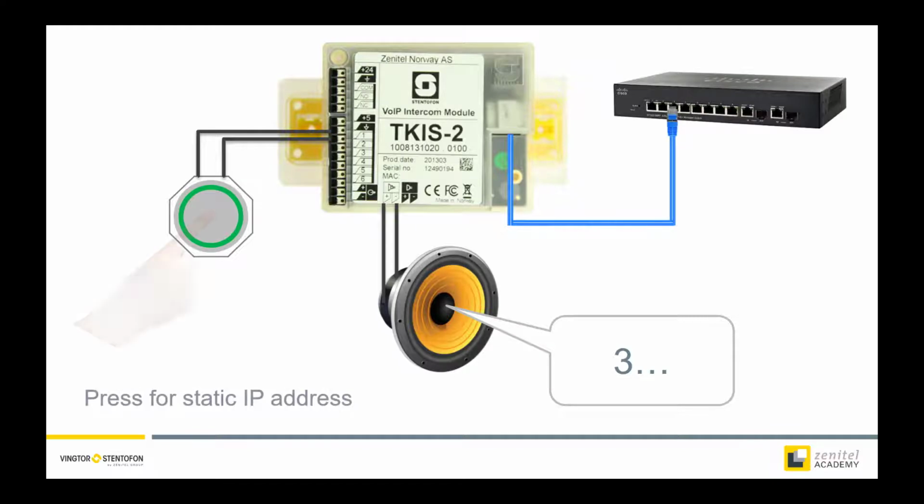When it speaks 3, press and hold the push button again for a static IP address, or let it continue to 5 to get a DHCP given IP address. The turbine kit will now confirm the factory reset by speaking 0. The procedure is now complete, and the button can be released.